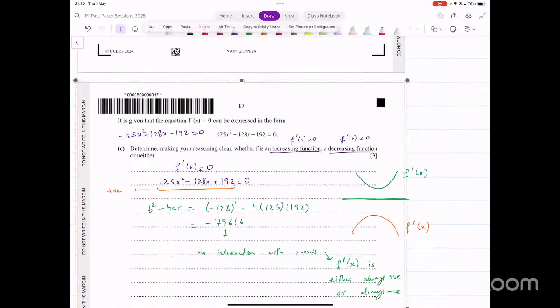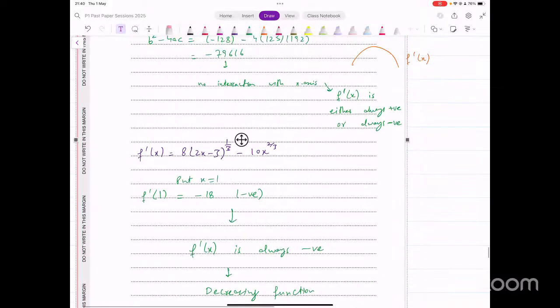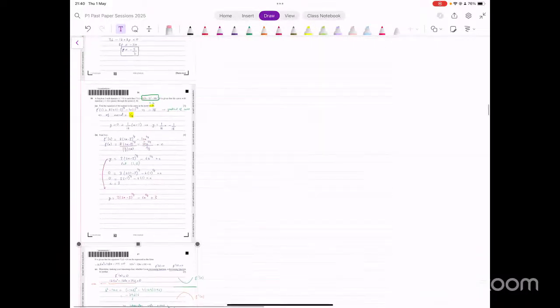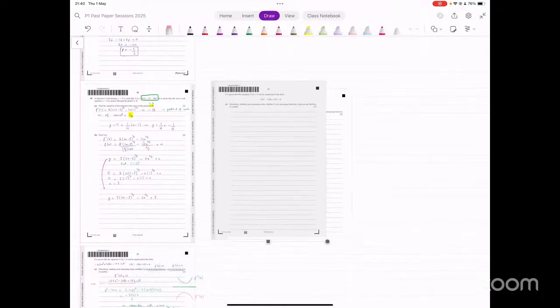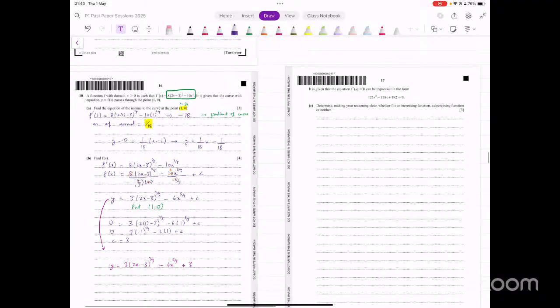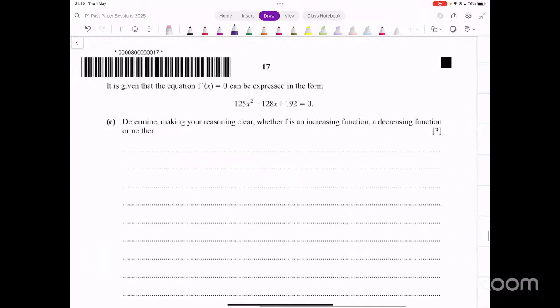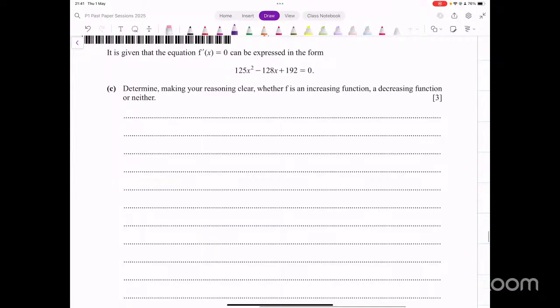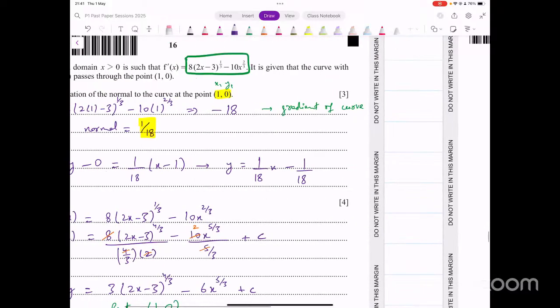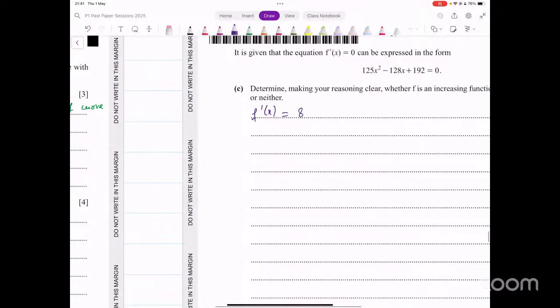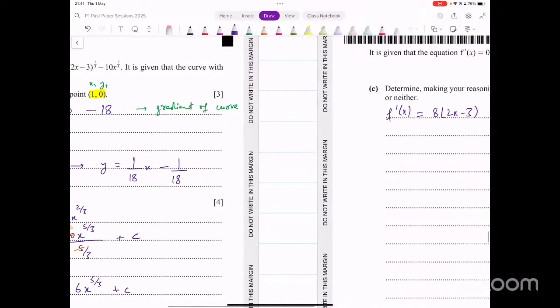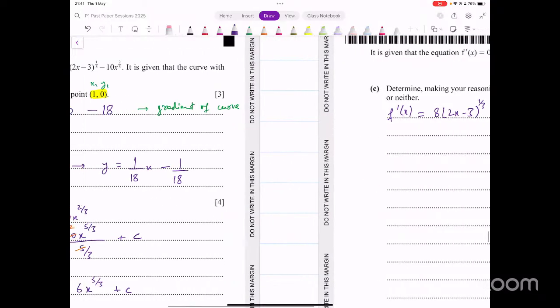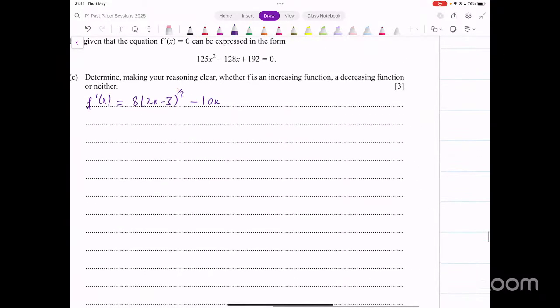What I'll do is I'll just copy the question here. We need to determine whether f is an increasing function, decreasing function, or neither of them. Now, how do you do that? The actual derivative looks like this. The actual derivative, they've given that to us. That is this function actually. It's 8 into (2x minus 3) whole raised to the power 1 over 3 minus 10x raised to the power 2 over 3.